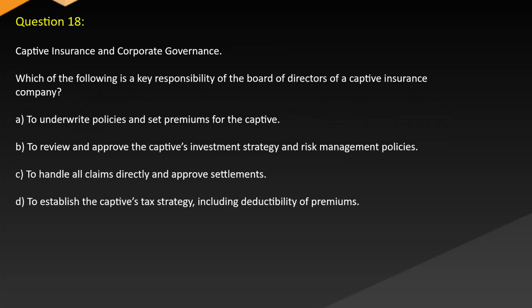Question 18. Captive insurance and corporate governance. Which of the following is a key responsibility of the board of directors of a captive insurance company? A. To underwrite policies and set premiums for the captive. B. To review and approve the captive's investment strategy and risk management policies. C. To handle all claims directly and approve settlements. D. To establish the captive's tax strategy, including deductibility of premiums.